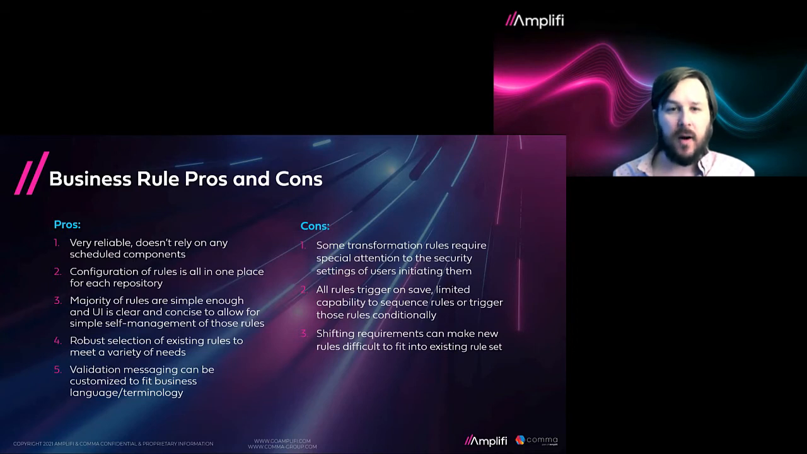Some of the cons, though, are some transformation rules require special attention to the security settings of users initiating them. All rules trigger on save, which means limited capability to sequence those rules or trigger those rules conditionally. And shifting requirements can make new rules difficult to fit into the existing rule set.